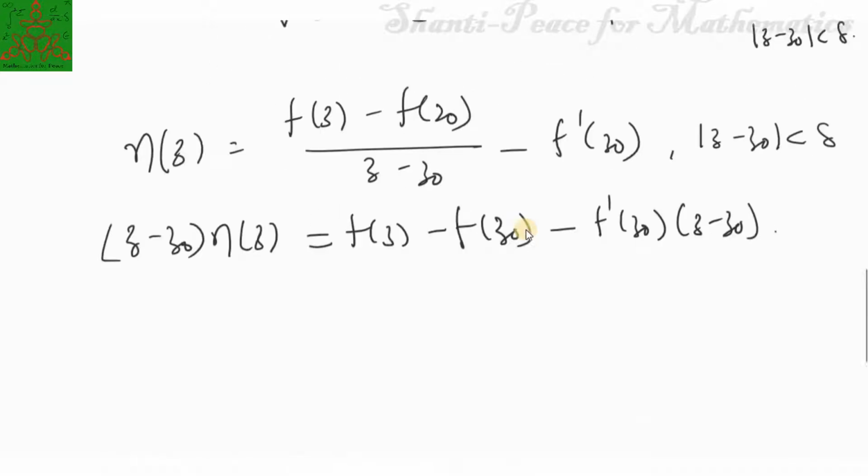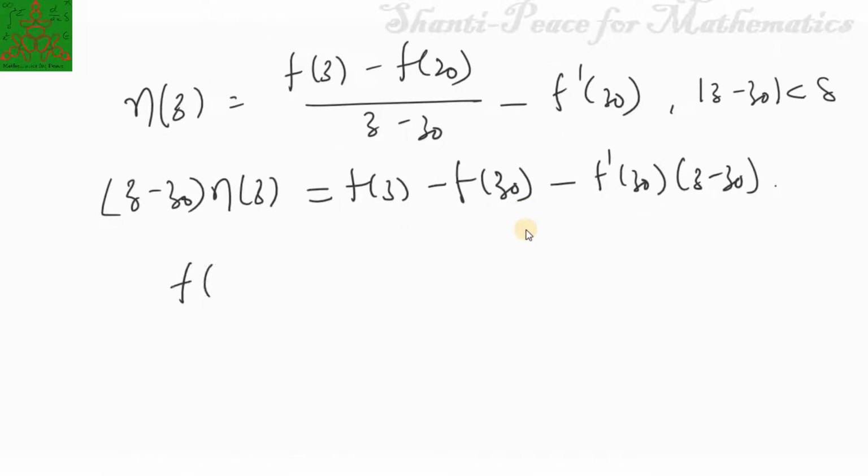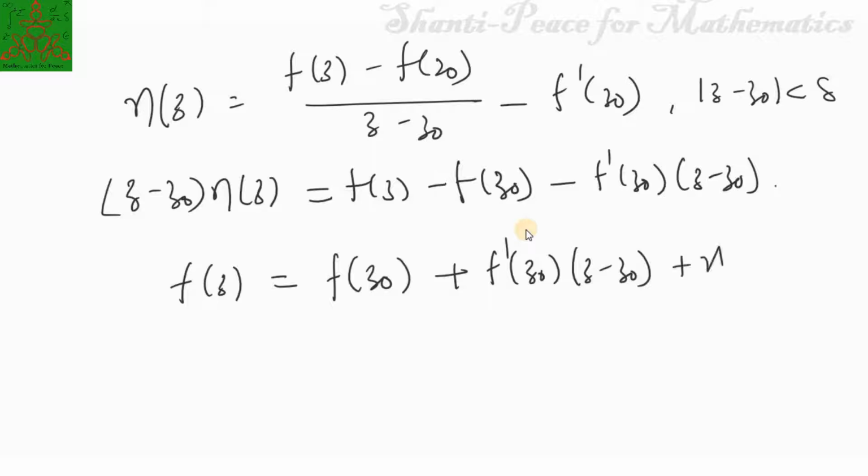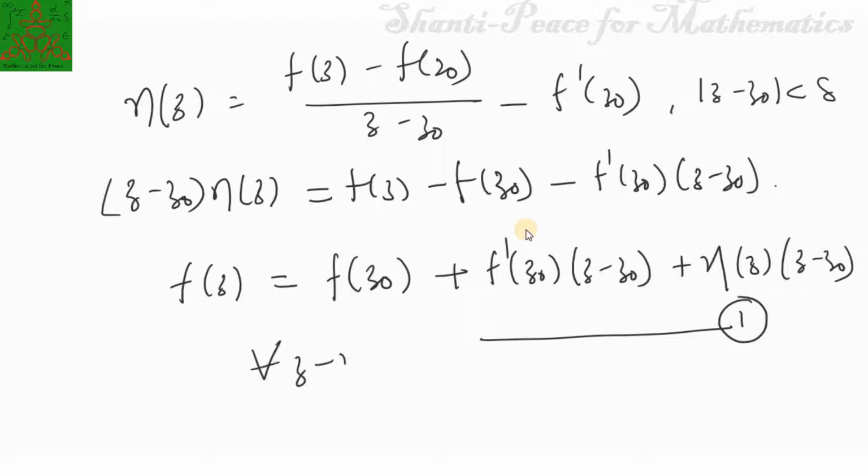So we can make this equation f of z equal to f of z0 plus f dash of z0 into z minus z0 plus eta of z into z minus z0. We call this equation 1, and this is true for every z in that neighborhood. So we'll use this result later on.